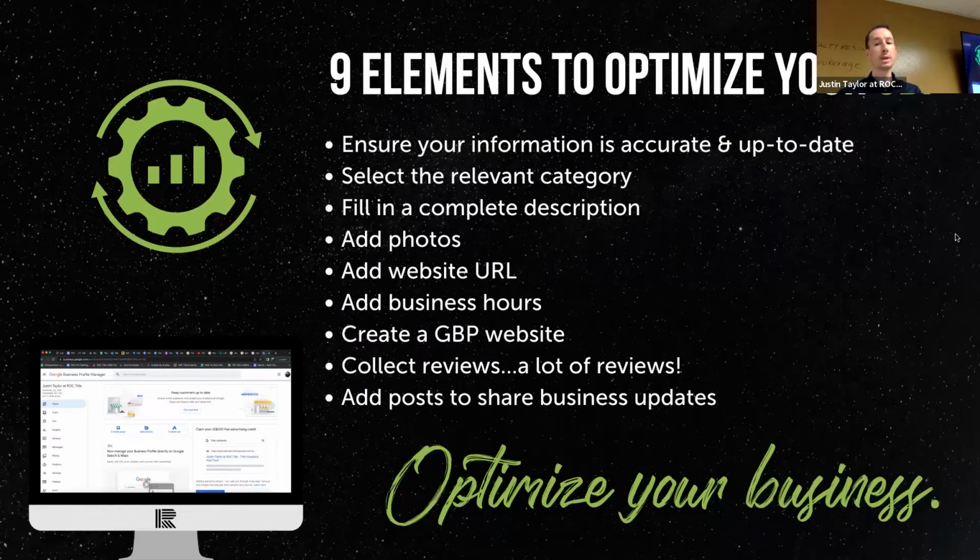So we're going to talk about 9 elements to optimize your Google business profile. Right. So we're going to ensure that your information is accurate and up to date. To add on to that, we're going to talk about how important it is to do an online audit so that your phone number, email, if you have an address on there, bio, all your content is consistent across all your platforms, right? We should be doing an online audit at least twice a year, if not quarterly.